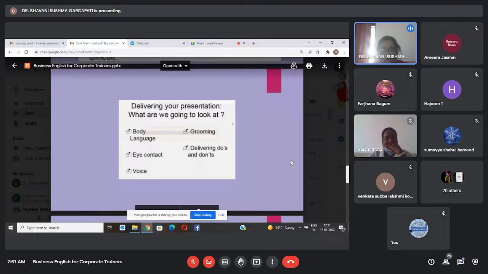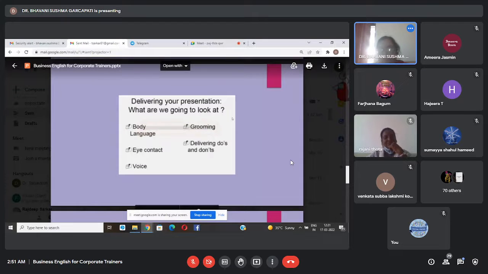While delivering your presentation before the audience, or for an interview while coming, first you have to check your body language: how you are going to sit, how you are going to stand, and how you are entering into the cabin, what you have to say. You have to take care of all these things. While entering before a hierarchy, you should not enter directly.